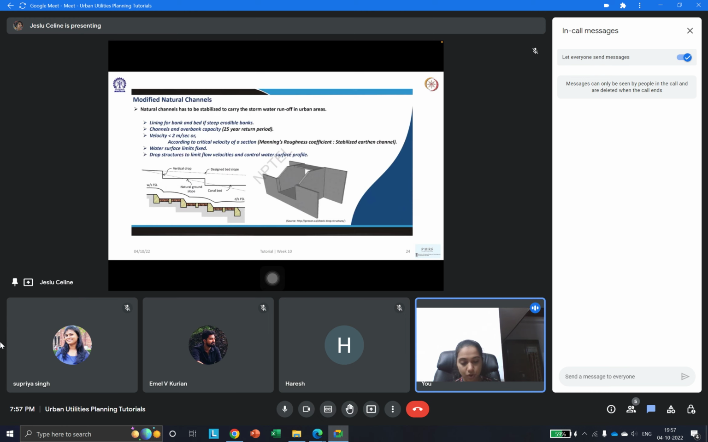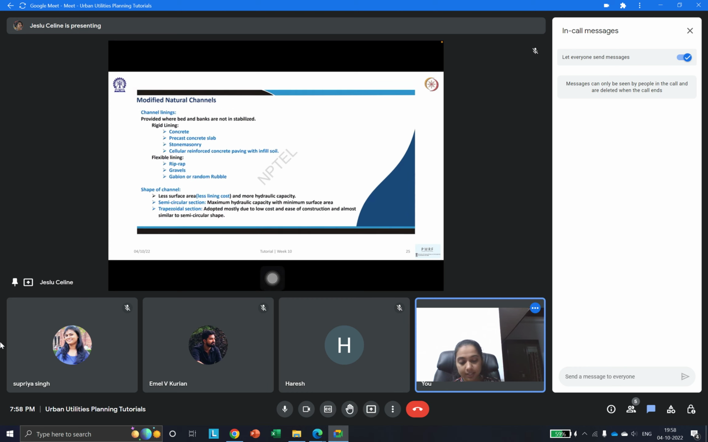Okay, let's see what is wrong. Option D, that is natural channels, has to be stabilized to carry stormwater. So this is right. Next one, where it comes to less surface area, less is the lining cost and more is the hydraulic capacity. So this is also right. We've discussed this in detail in our lectures.